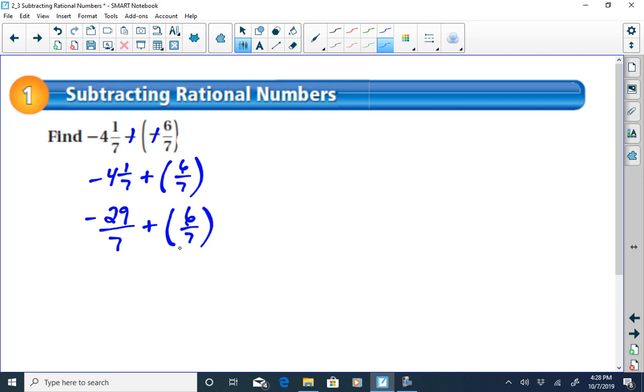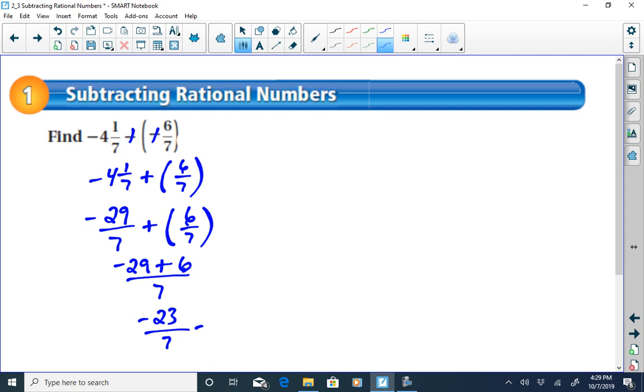The next step is to look at the denominators. We cannot add or subtract fractions without the denominators being the same. And I see that the denominators are the same here. So once the denominators are the same, we want to rewrite the numerator with the common denominator. My numerator is going to be -29 plus that +6. And now we use our rules for addition of integers. -29 plus 6. We subtract their absolute values, and there's more negative than positive. So that's going to be -23. That's going to be over 7.